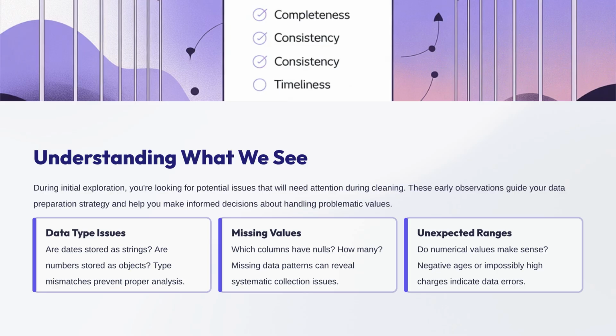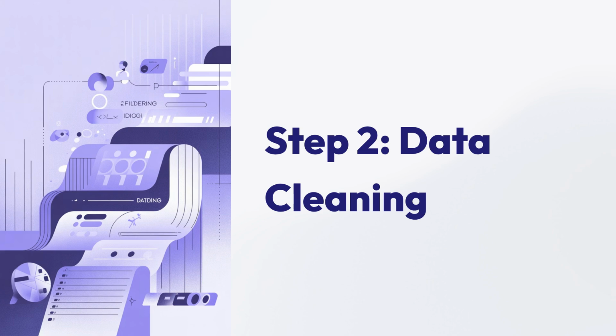During exploration, we look for data type issues, such as numbers stored as strings. We identify which columns have missing values and check for unexpected ranges, which might indicate data errors. Now we move to step 2, data cleaning, where we address the issues we identified during exploration.